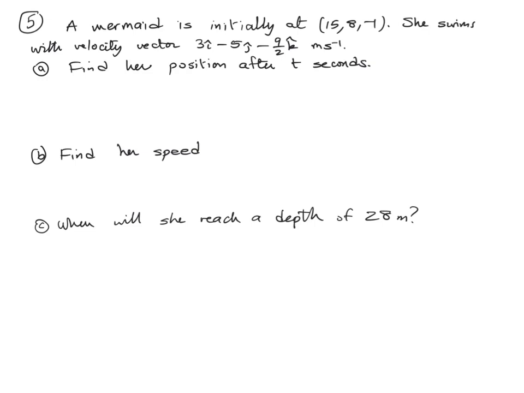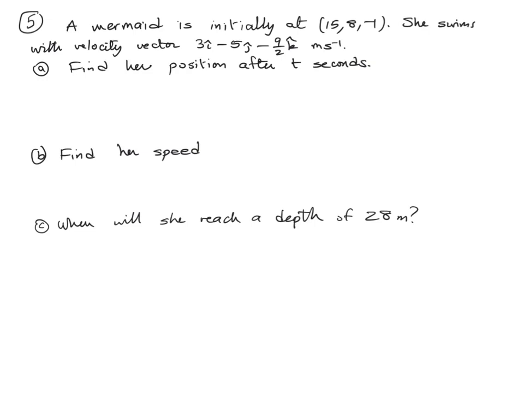A mermaid is initially at the point 15, 8, negative 1. She swims with velocity vector 3i hat minus 5j hat minus 9 halves k hat meters per second. Find her position after t seconds is the first thing. So first of all, if I want the position after t seconds, that's essentially asking me to find an equation for the motion of this mermaid.